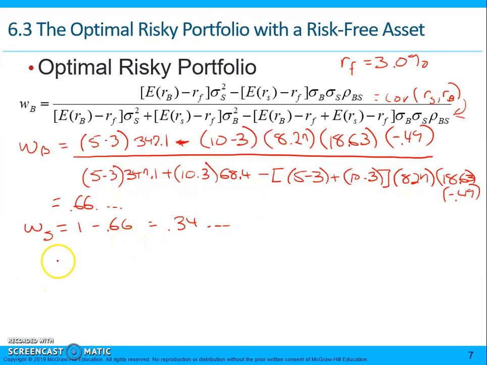We can simplify the equation by just doing a couple of calculations first. So we can calculate the market risk premiums. So market risk premium for bonds is 5 minus 3, that's 2%. Market risk premium for stocks is 10 minus 3, that's 7.